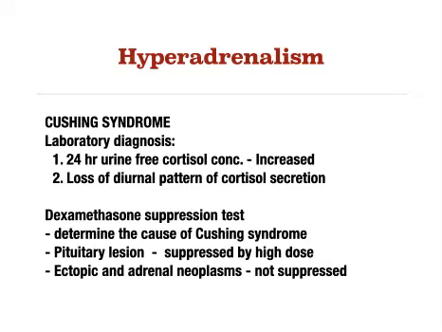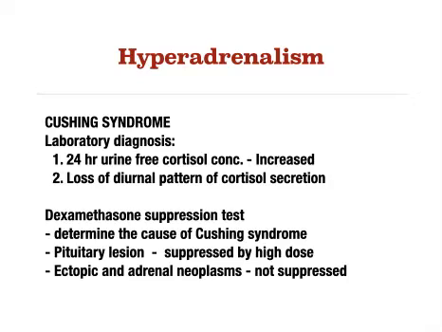can either be because of an ectopic ACTH-producing tumor or an adrenal tumor, because pituitary lesions usually are suppressed when you give a high dose of dexamethasone. So when we talk of pituitary lesions, this speaks of Cushing's disease as a cause of Cushing syndrome.